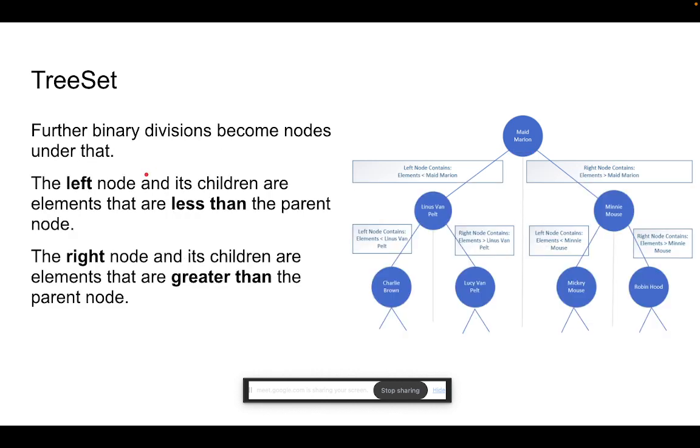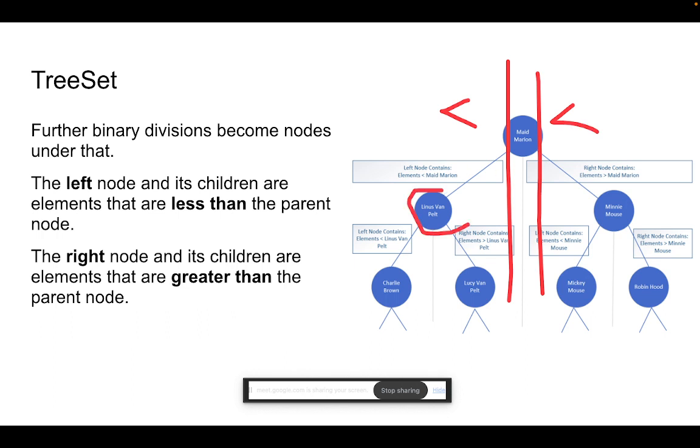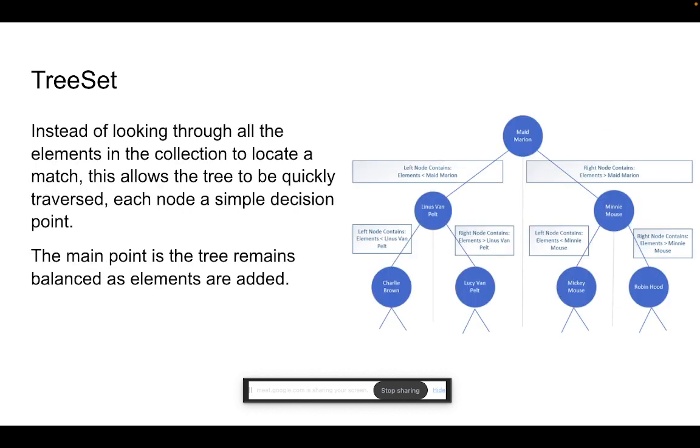Now the left node, this part is anything which is less than Mean Marion, and the right part is anything greater than Mean Marion. So these values are less than Mean Marion, and this Minnie Mouse is greater than Mean Marion, like that. I'm not going to delve into how binary trees work, but I think you might know much better here.